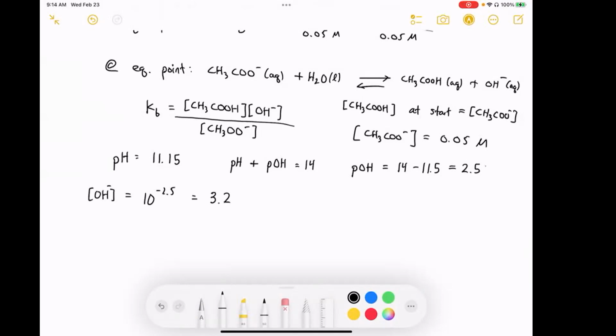So let's make this 3.20, just so we have the same number of sig figs. 3.2 times 10 to the negative third molar of hydroxide ion. So if we know that, that's also equal to the amount of acid that formed based on our ice table, right? So let's set up that ice table here.